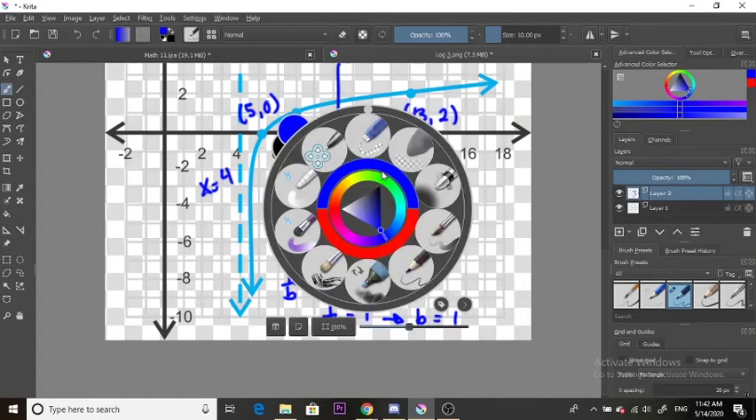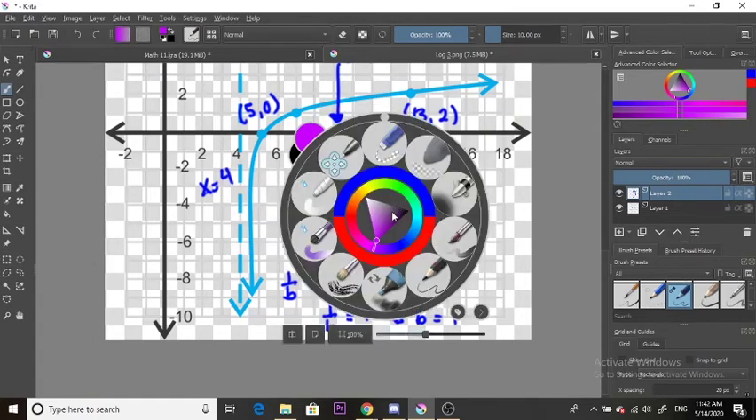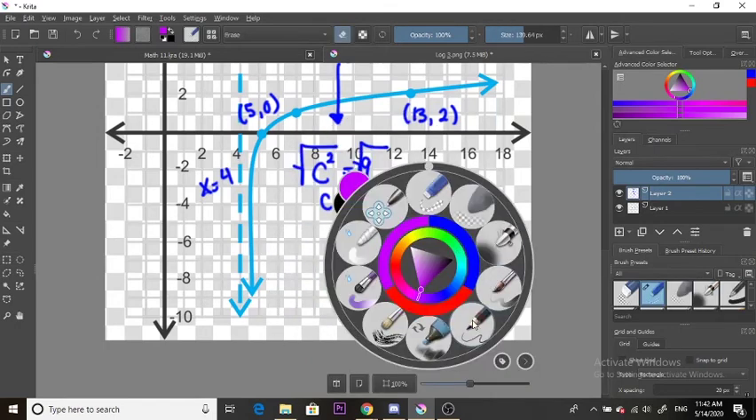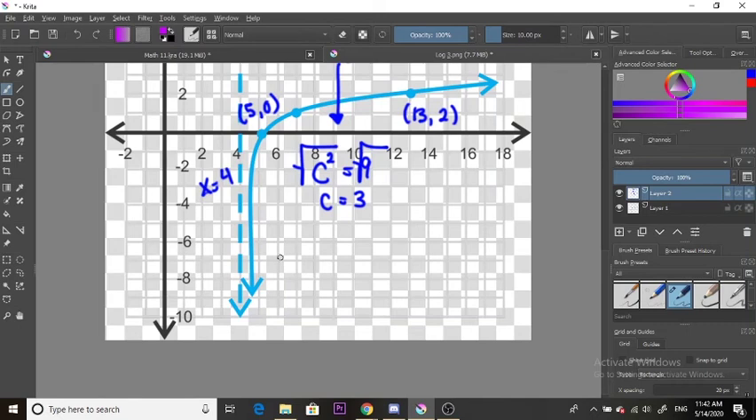So let me write this answer in a different color. And I'm going to just erase this to make some room here. So my final equation is going to look like this. f(x) = log base 3 of (x - 4).